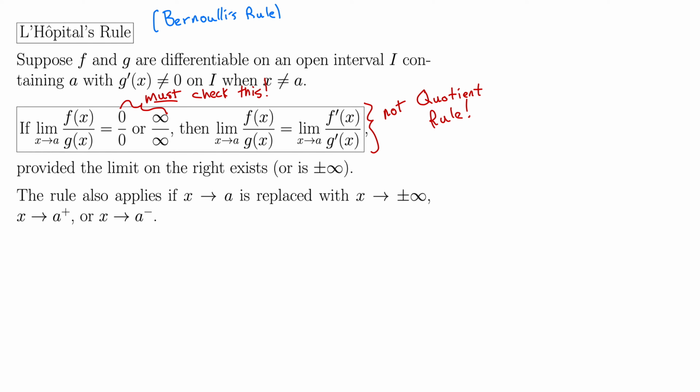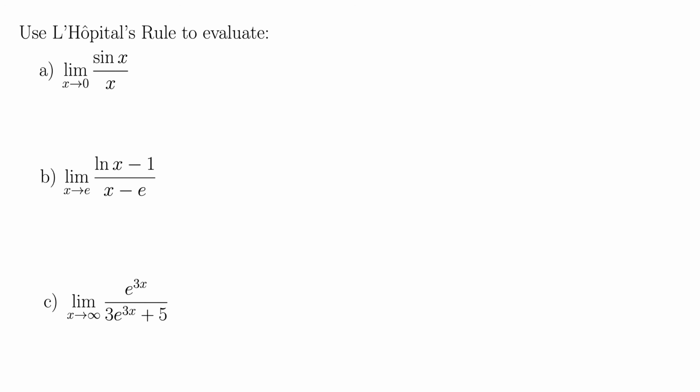Okay, enough with the theory. Let's try this out on some examples. Okay, so it says use L'Hopital's rule to evaluate, and for part A we have the limit as x goes to 0 of sine x over x. Do you remember this limit from a previous section? We essentially memorized it because it was such an important result for all of our trig derivatives and everything else. But now we don't have to remember what it is. It doesn't matter because we can quickly use L'Hopital's rule.